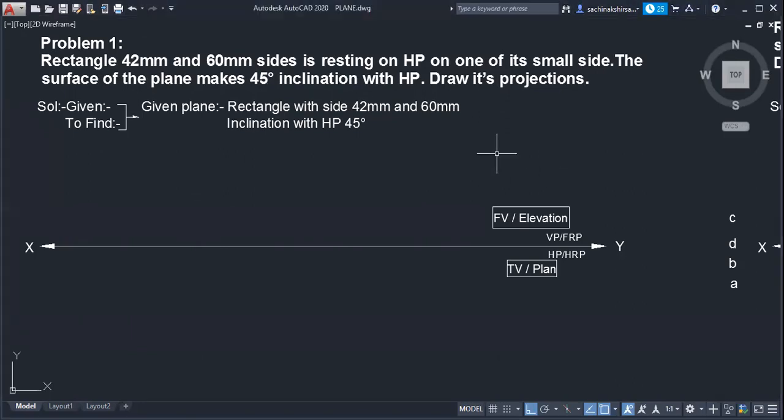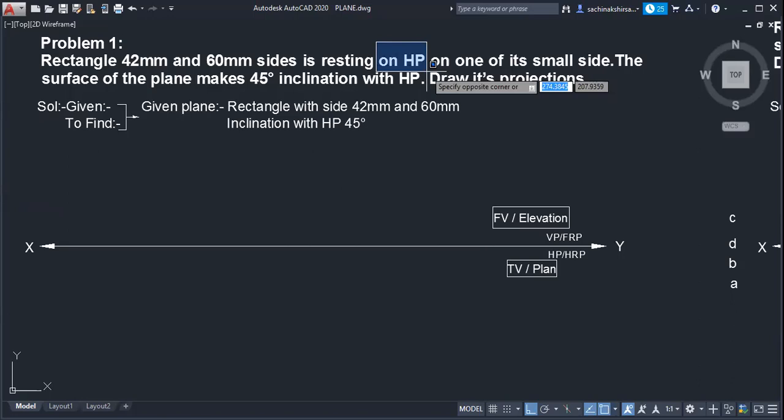But where to draw, you have to read the problem statement very carefully. A rectangle of 42 mm side and 60 mm side is resting on HP. This word is most important in this problem. On HP means in HP you have to draw its true shape. Sometimes instead of "on", the word "in" will be there: on HP or in HP. So this is the most important word. On HP means you have to start the problem with true shape in HP.